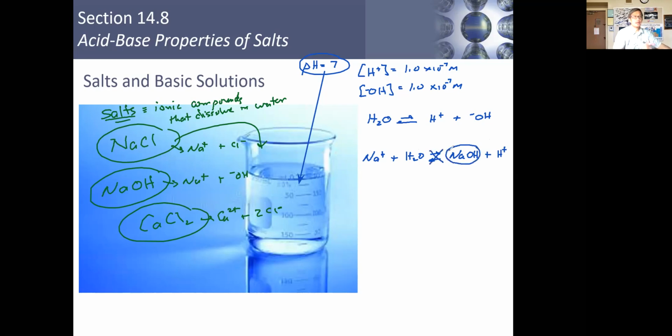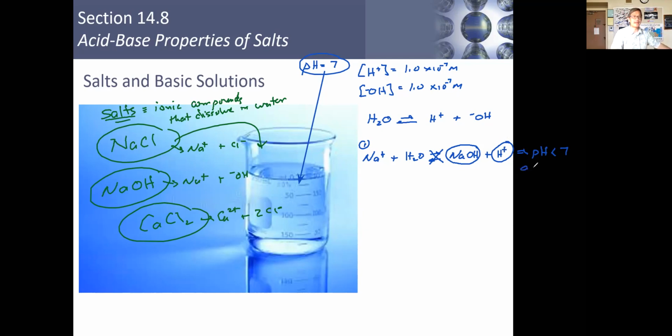Now let's imagine if it did, we're generating hydrogen ions right here. If this first process does happen, where sodium interacts with water, we're going to form hydrogen ions. If that's the case, then the pH is going to go way down, less than 7. So if the sodium ions interact with water to form hydrogen ions, we have an acidic solution.